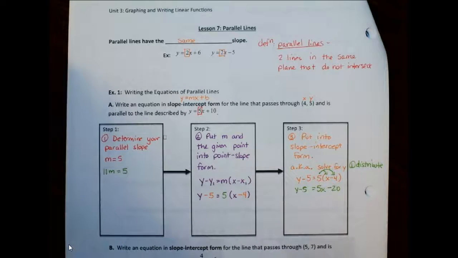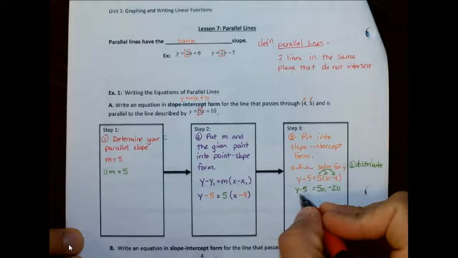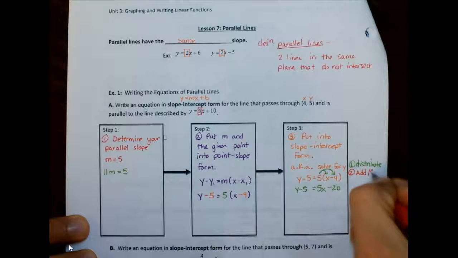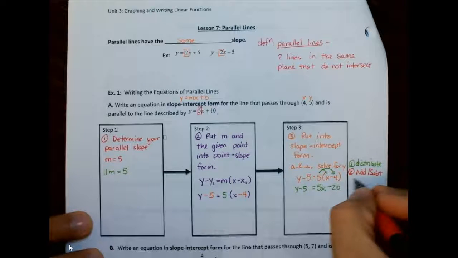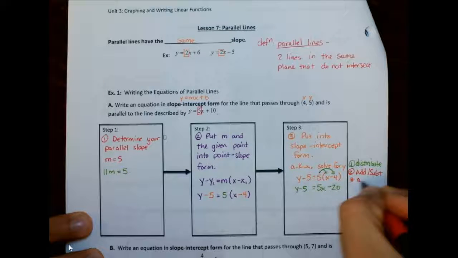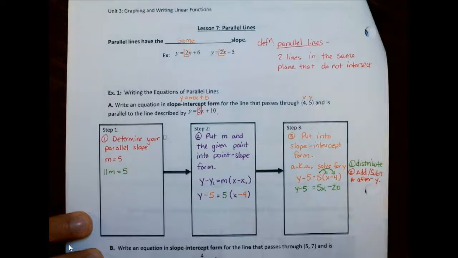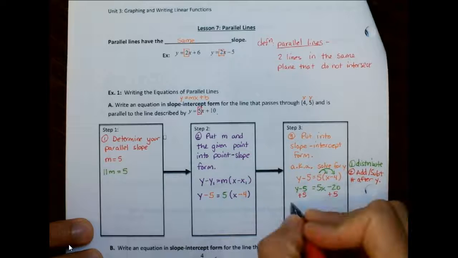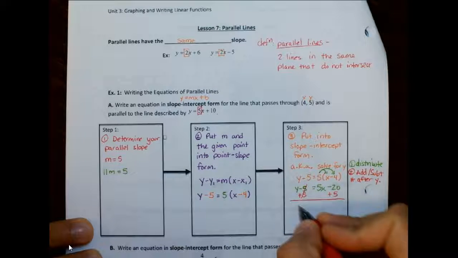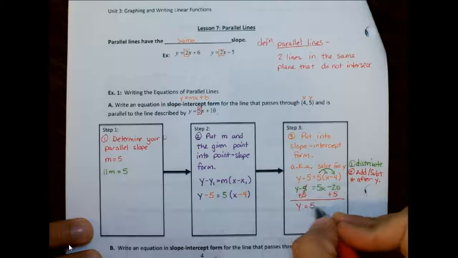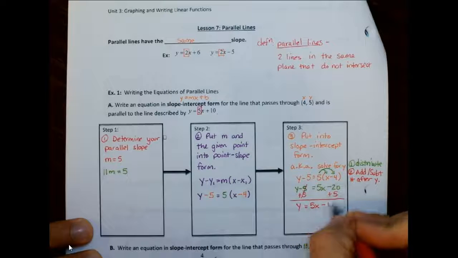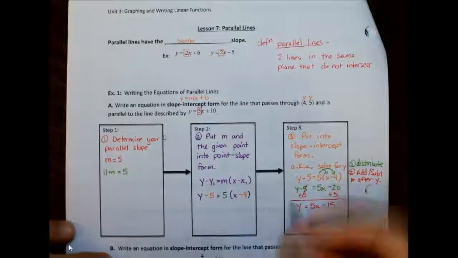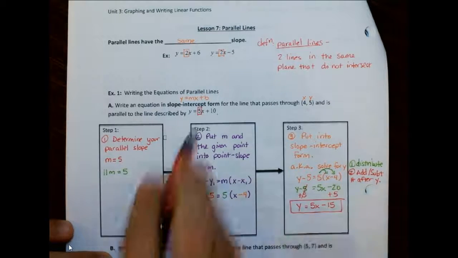From there, the last step that we have to do is we have to get y by itself, so we are going to either add or subtract the number after y. Okay, so in this case we're going to add 5 to both sides. This is eliminated because it makes 0, so y equals 5x minus 15 is our new equation. This line is parallel to the given line.